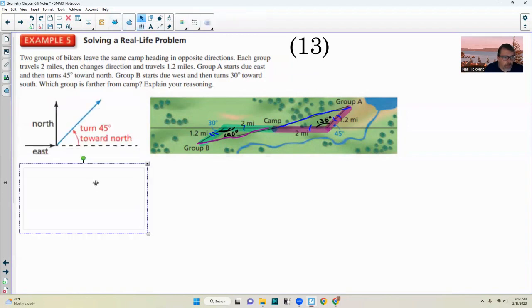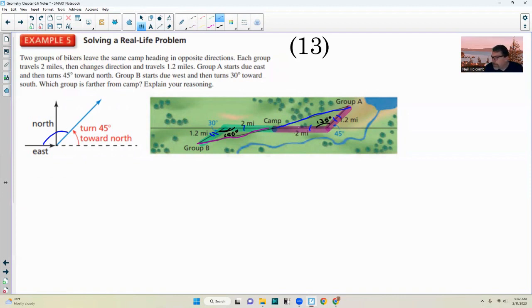So this was just showing going east. 45 degrees towards north is in this diagram here. So what we're actually measuring after we're done is this whole distance here, which is 90 plus 45, or 135 degrees. With that being said, group B is further from camp because 150 degrees is greater than 135. So now you should be able to do problem number 13 in the exercises.